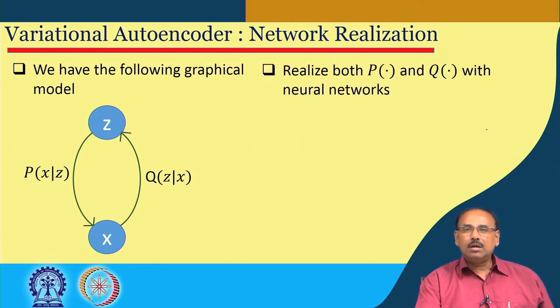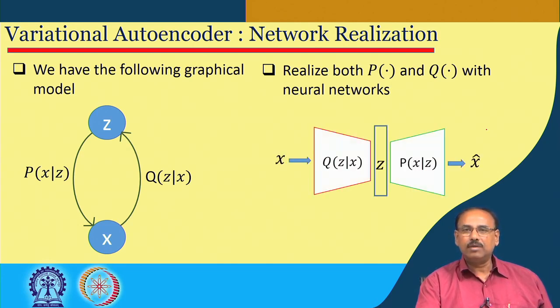So, in terms of network realization, you realize both P and Q with neural networks, and the network model that you get is something like this: Q of z given x is your encoder network, P of x given z is the decoder or the generator network, and Q of z given x actually gives you the latent variable, which is z.